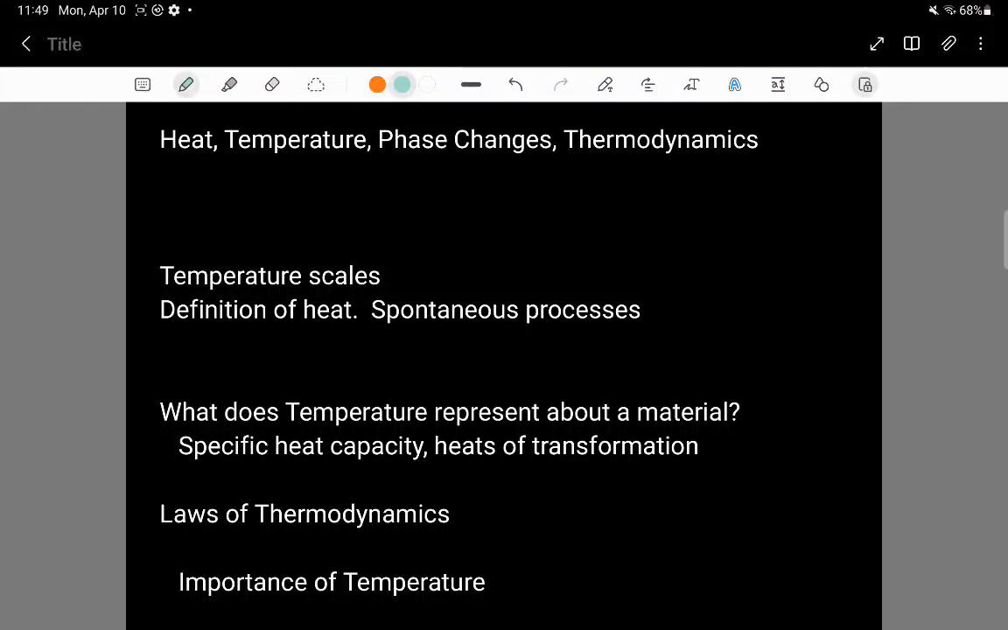Hi, welcome to the heat, temperature, phase changes, and thermodynamics module. This is a really big pile of information, and there's quite a lot of reading that you're going to do for this module.